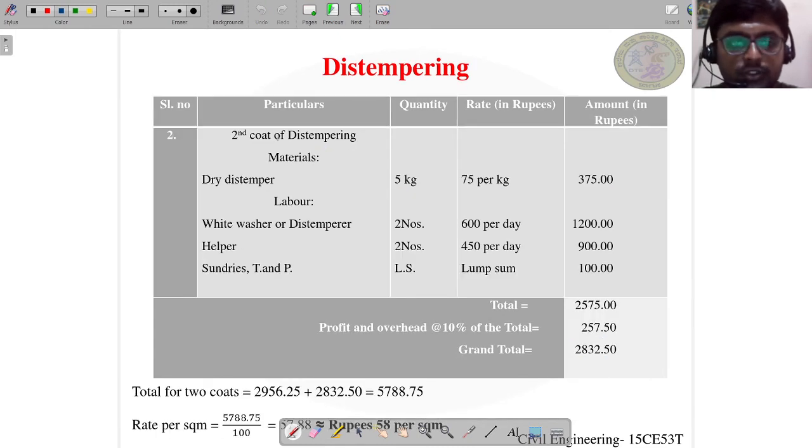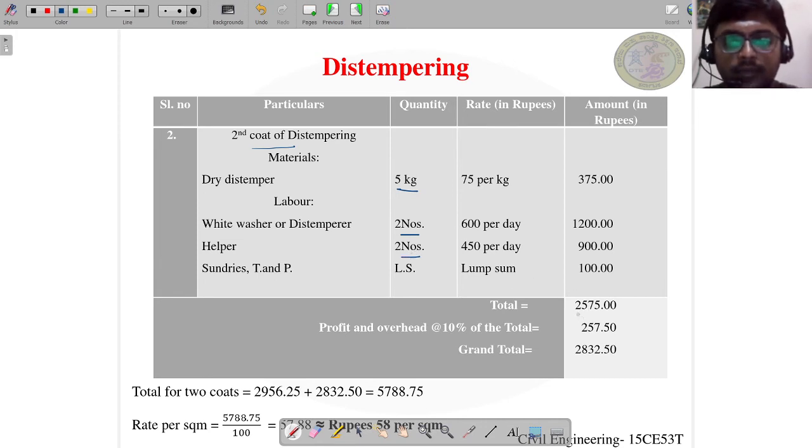Now let us do the second coat, because distempering is usually done in two coats. So we are doing rate analysis as per the specification of distempering. For the second coat, we take less quantity, 1.5 kg less, that is 5 kg, but we need the same quantity of labor, that is 2 numbers distemperer and 2 numbers helpers.